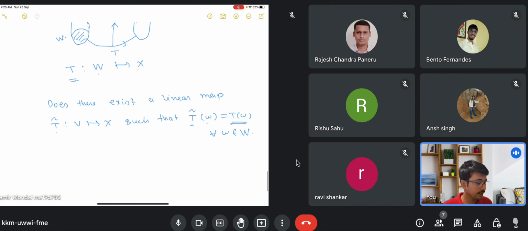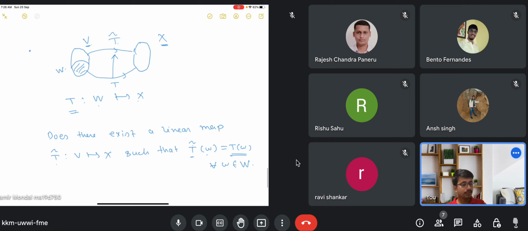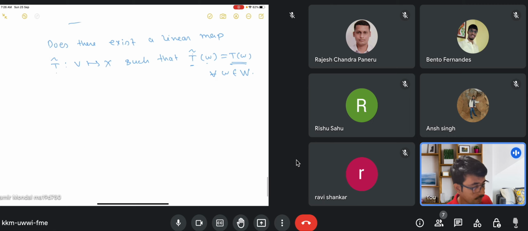Before that, please tell me, does there exist a linear map T tilde from V to X such that the image of T tilde on W is equal to the image of T? This is provided that W is a subspace of V and the linear transformation is defined on W. T is not defined on the whole space, only on the subspace W. Can you extend this one? This is my question. Can you extend T to the whole space? Before going to this question, I am giving one example.